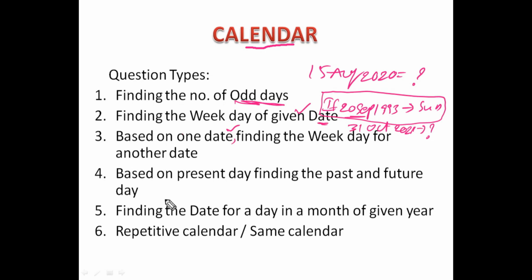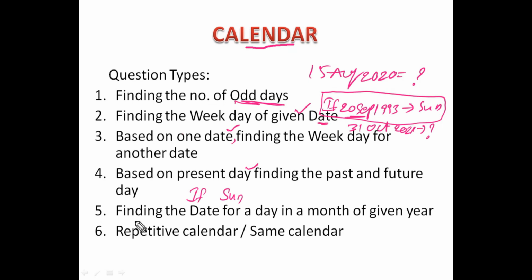And the next model: based on the present day, finding the past and future days. So if today is Sunday, what will be the day after 300 days? Or it may be what will be the day after 160 days? Or it can be what will be the day before 55 days? This type of questions will be covered in this model.